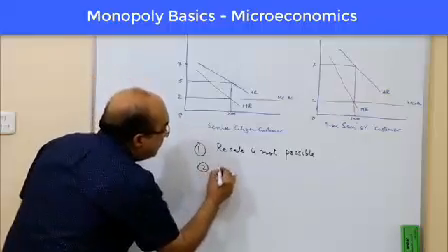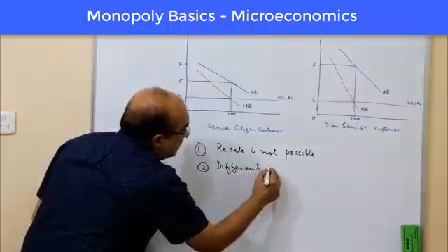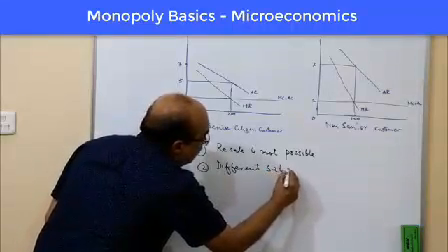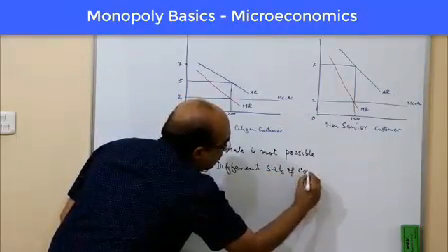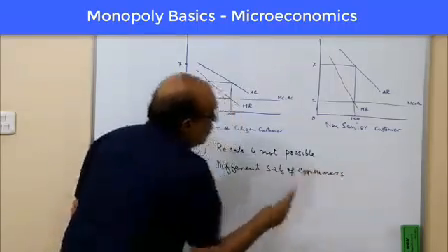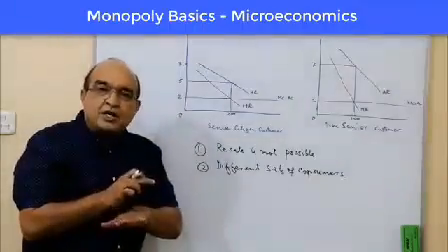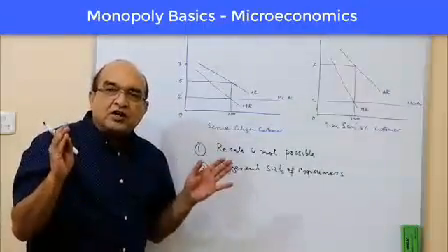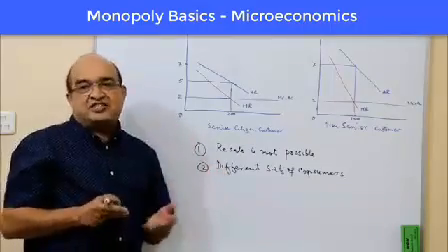The second is the different sets of consumers, or customers, whatever you call it. Those who are served by these 2 markets are entirely 2 different sets of consumers. There is no overlapping, there is no intersection.